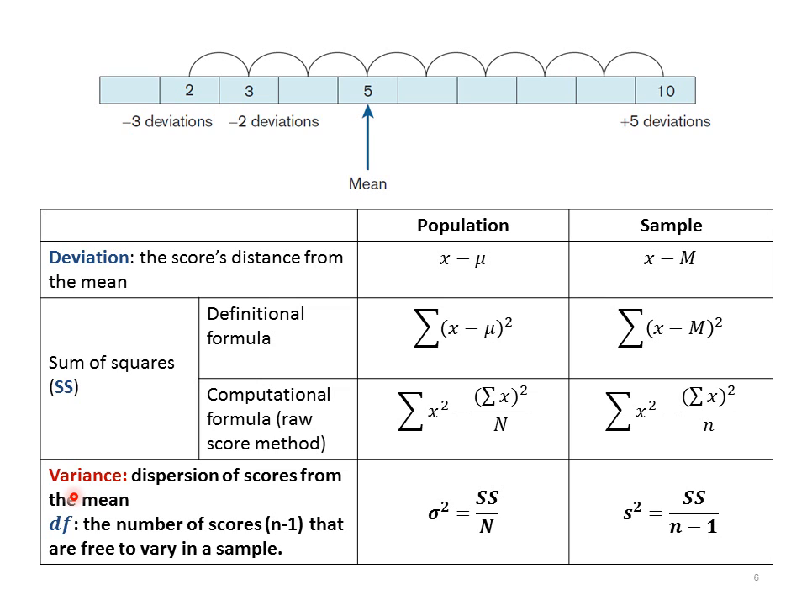Variance is the average squared distance that scores deviate from their mean. Population variance is represented by sigma squared and is computed by dividing the sum of squares by the population size. Its value can only be 0 or greater than 0 because the numerator is the sum of squares, which can only be 0 or larger than 0.